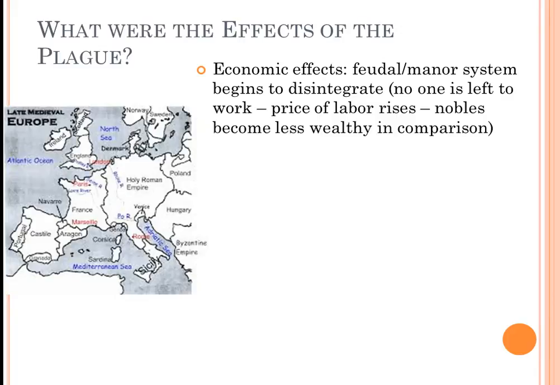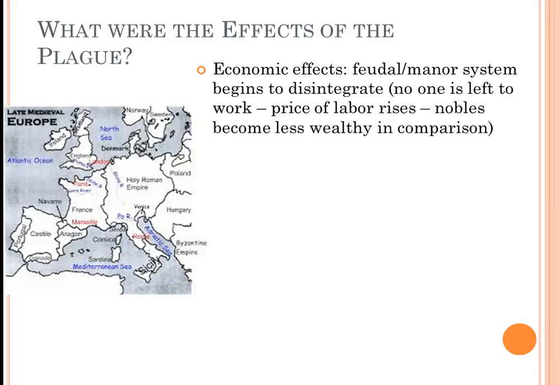Again, building on some of the foundations of the effects of the Crusades, there are economic effects of the plague. When you have a third to a half of your population disappear, the feudal and the manor system begins to disintegrate because nobody is left to work. So that means one person is responsible for the jobs of 4 people. So that means that they should be paid 4 times the amount, right? Wrong.